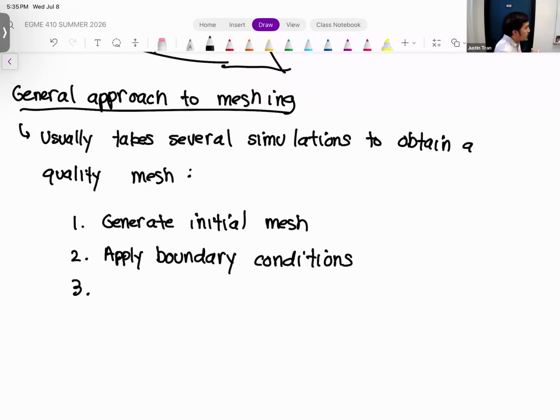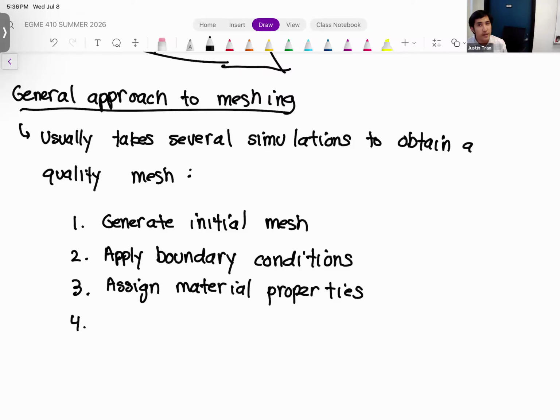These are just the basic steps to running a simulation. I guess even before this, you would assign your material properties as well, so I don't want to make it seem like I'm forgetting that. Let's write that in actually. Step three, assign material properties. We want to make sure we don't forget that. That is actually the step that most people forget, the material properties.